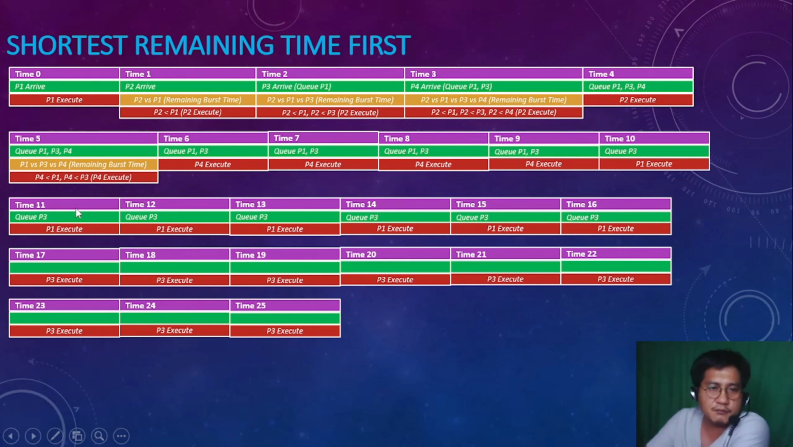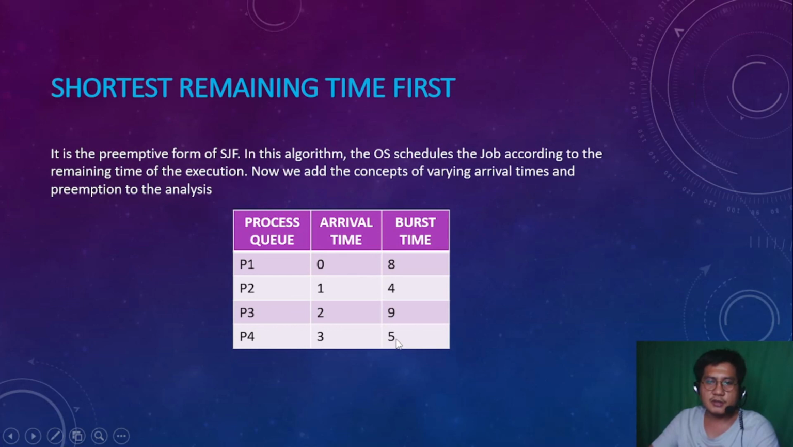P4 will get the attention of the central processing unit, and it will be executed from around time 5 up to time 9. If we count from time 5 to time 9, we have 1, 2, 3, 4, 5 time slices, which is equivalent to the total burst time of P4.